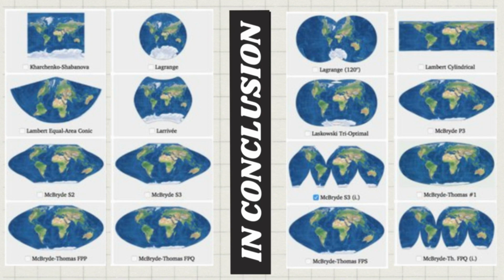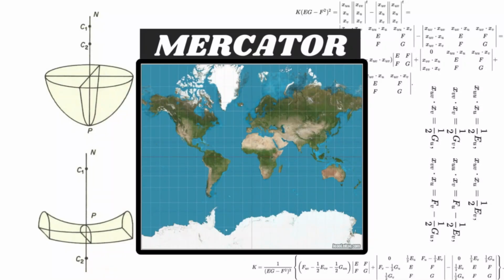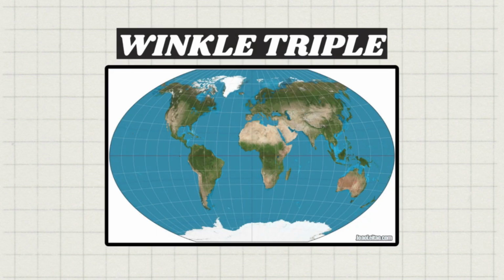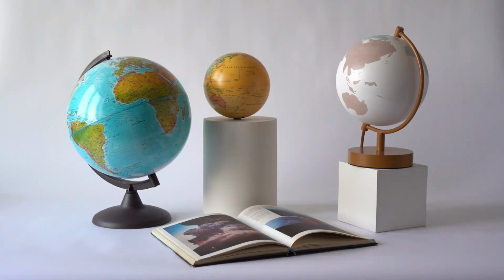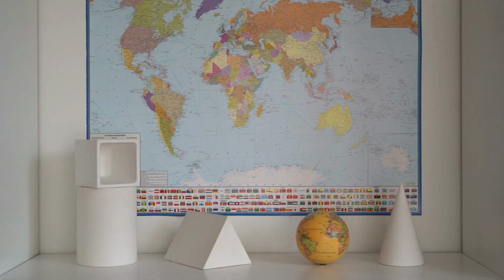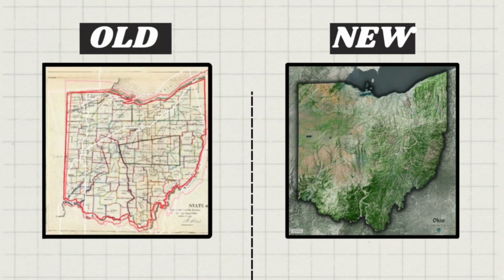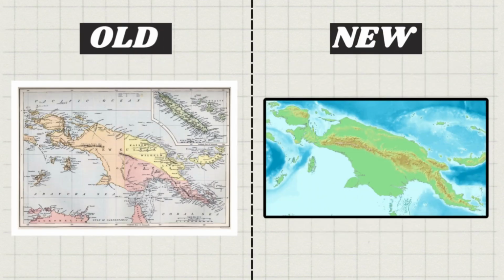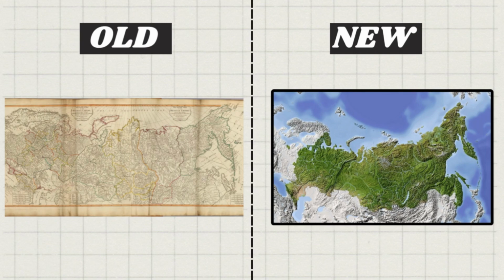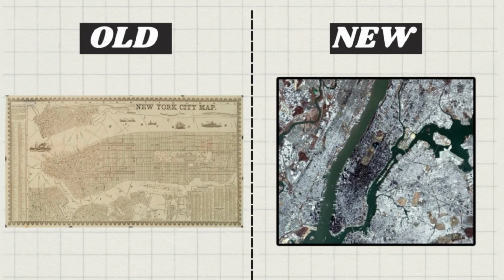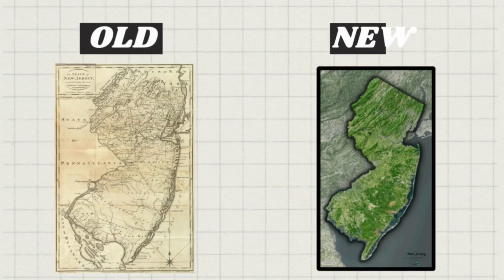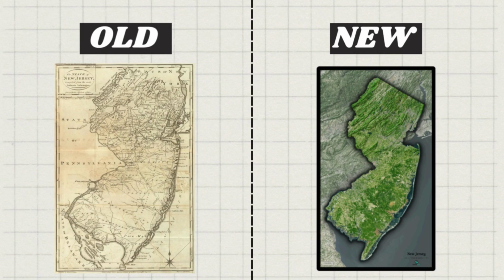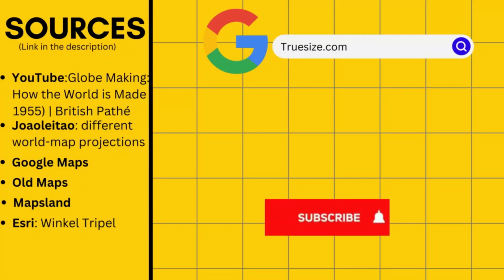In conclusion, flat maps can lie to us in many ways, particularly through projection distortion, distorted distances, and proportion. Although globes provide a more accurate representation of Earth's surface, they are not practical for everyday use. As we have seen, the historical development of maps is closely tied to the evolution of human knowledge and exploration. Although no map projection can be entirely accurate, modern technology has allowed us to create more accurate and detailed maps than ever before. Thank you for watching.